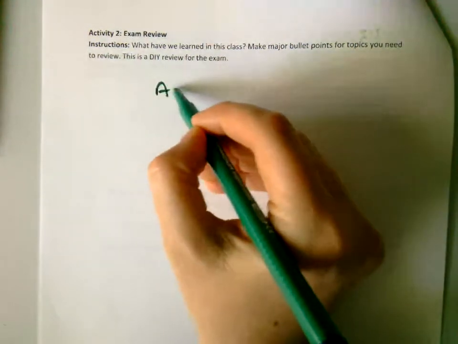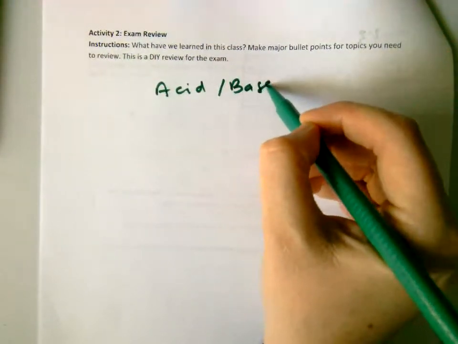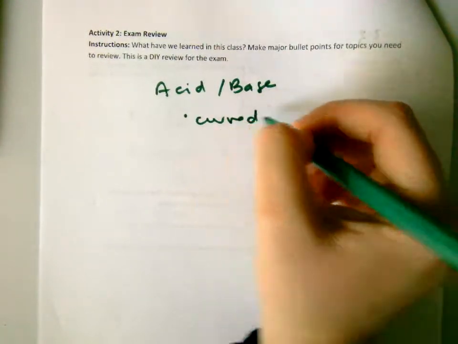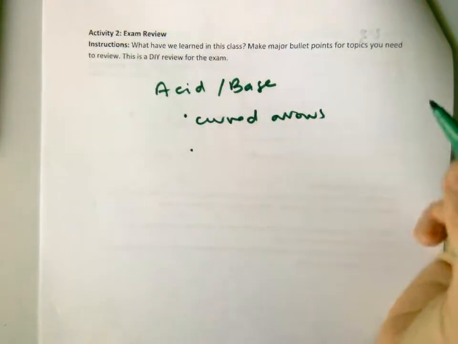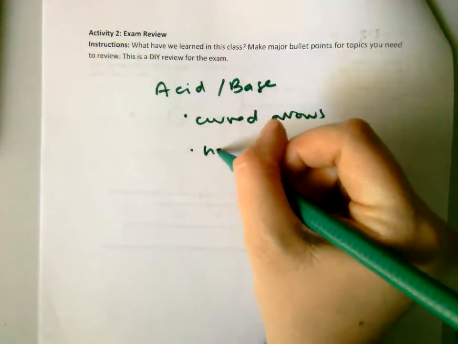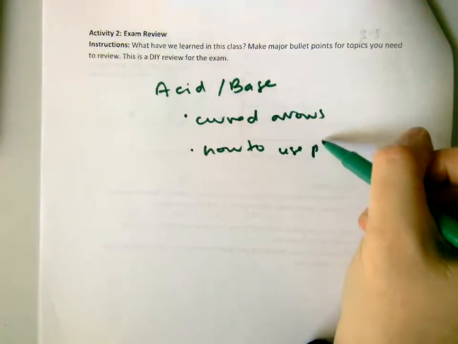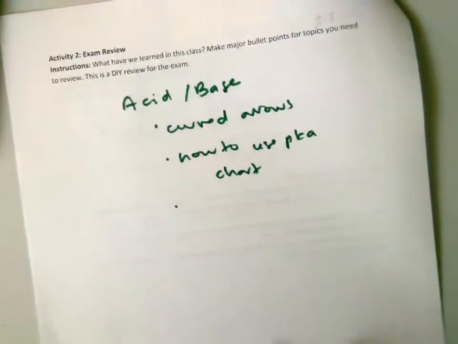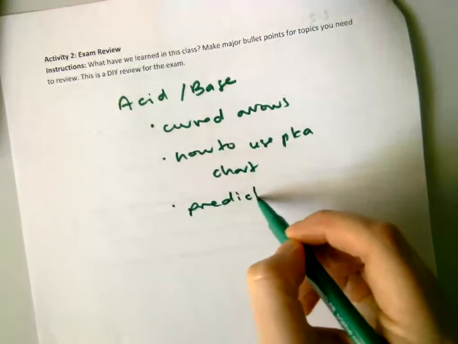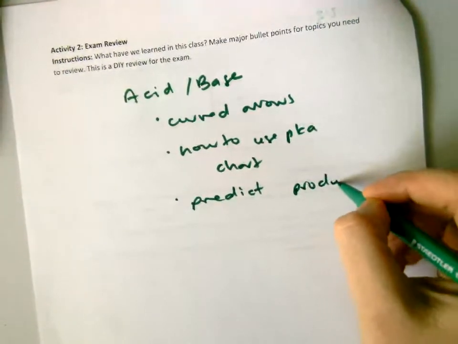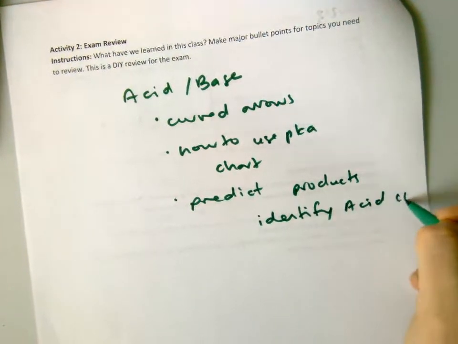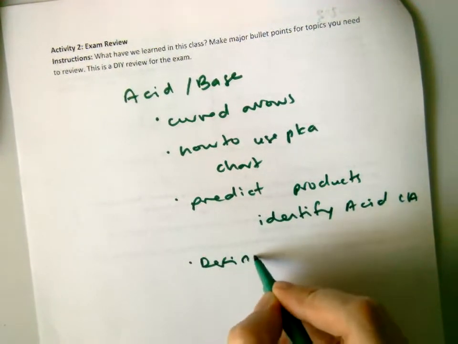So if I was doing this for chapter 3, I'd be like, okay, chapter 3 is acid-base chemistry. And just off the top of my head, I think the big things we need to review are curved arrows. She said we're going to get the pKa chart, right? So you need to know how to use the pKa chart. You need to know how to predict which side of the reaction is favored or which side of the reaction are the products. And to do that, you need to be able to identify conjugate acid and conjugate base. Probably need to know definitions to be able to do that.